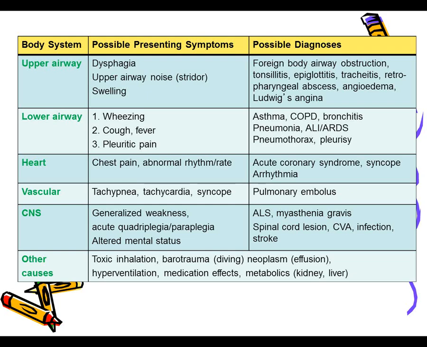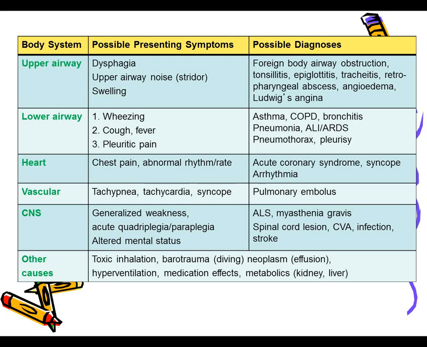And when a person has an upper airway obstruction, they may have difficulty swallowing. You may hear stridor, which is an inspiratory noise. It's a high-pitched noise that they make on inspiration, and it's the result of swelling in the upper airway. These can be caused by foreign body airway obstructions, tonsillitis, epiglottitis, tracheitis, retropharyngeal abscesses, peritonsillar abscesses, angioedema, and Ludwig's angina. Ludwig's angina is a swelling of the soft tissue in the back of the throat, which can swell up enough to obstruct the airway.